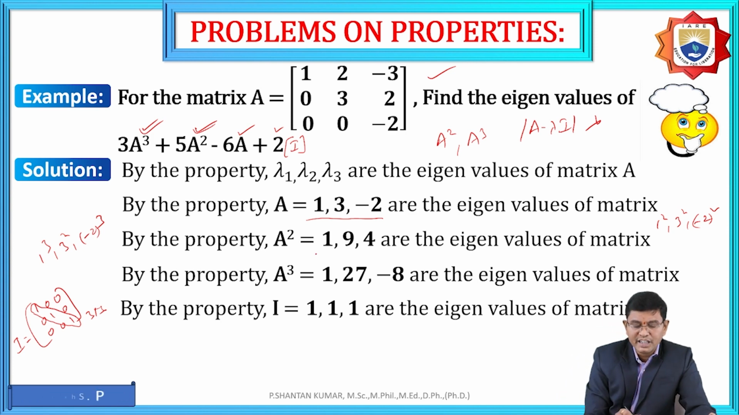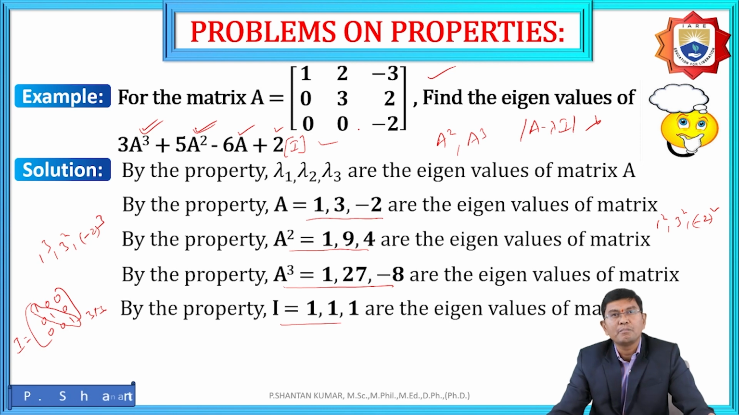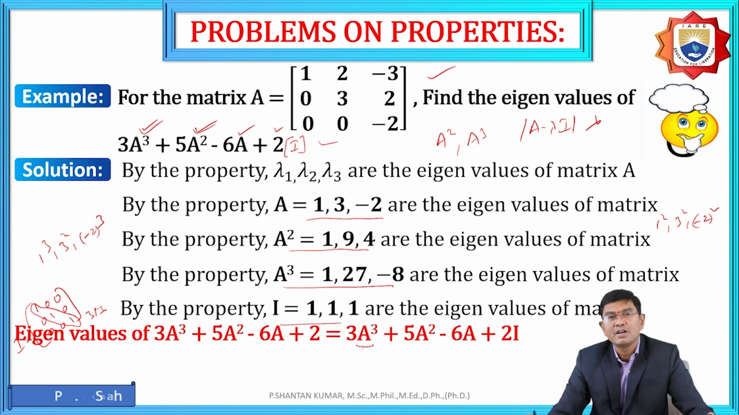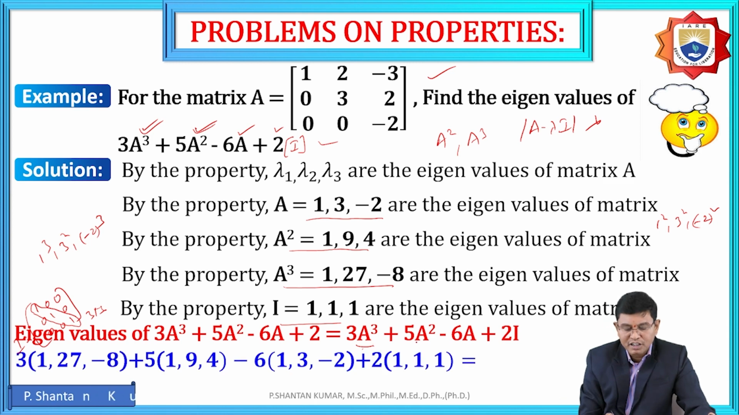The problem is asking us to find 3A cubed plus 5A squared minus 6A plus 2I. One by one, we need to replace the eigenvalues of A cubed, A squared, A, and the unit matrix. So 3A cubed plus 5A squared minus 6A plus 2 equals 3 times the A cubed eigenvalues 1, 27, minus 8, plus 5 times the A squared eigenvalues 1, 9, 4, minus 6 times the A eigenvalues 1, 3, minus 2, plus 2 times the eigenvalues of the unit matrix 1, 1, 1.